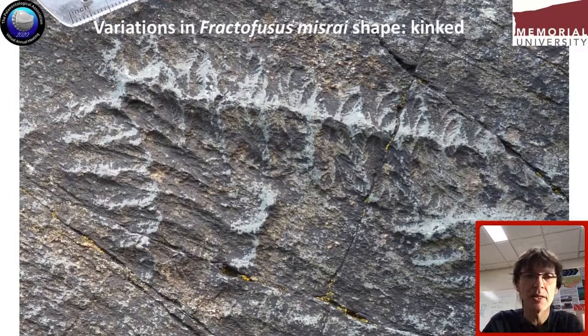Here we see a considerably less common form that we refer to as kinked. And we can see that approximately 2/3 of the body of this organism is in a straight line, almost parallel to the photograph. But as you get towards the left edge of the specimen, we can see there's a dramatic change in direction where we have a specific point at which the direction of the organism changes, and the rest moves in more than a 90-degree direction away from the remainder of the specimen.